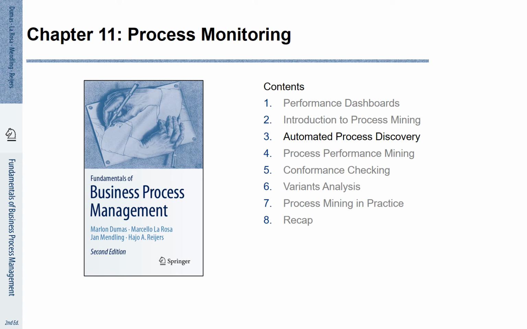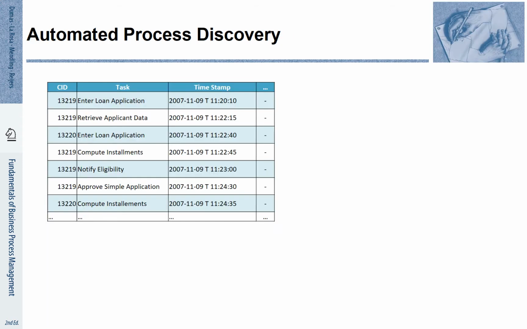Chapter 11, Section 3, Automated Process Discovery. In this section, we look into more details of how automated process discovery works.